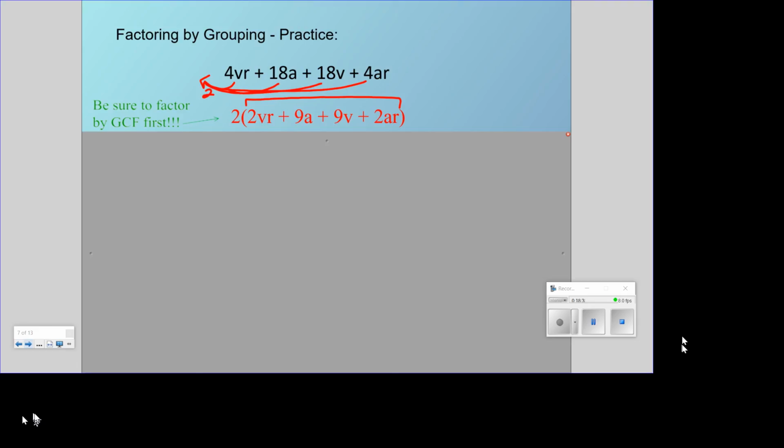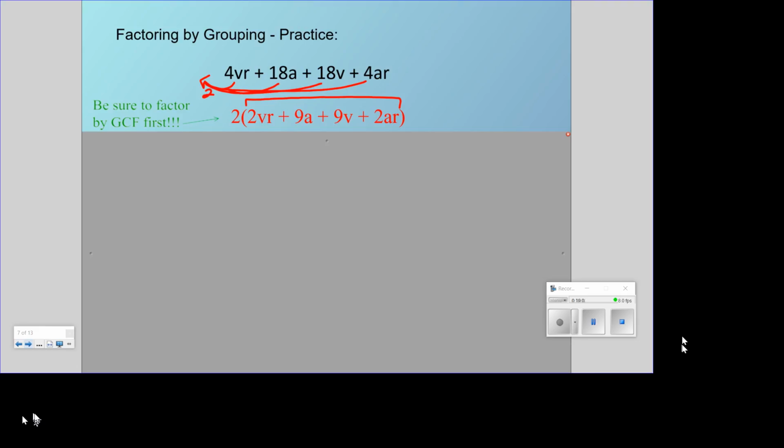With the factoring methods, you aren't done necessarily as soon as you've just done one method. You then will continue down the methods we're learning in the order we're learning them, so GCF now grouping, and see with what's left inside of that parentheses, can that factor any further? So here we have 2VR plus 9A plus 9V plus 2AR. And we have 4 terms, so let's see if those will factor by grouping now.